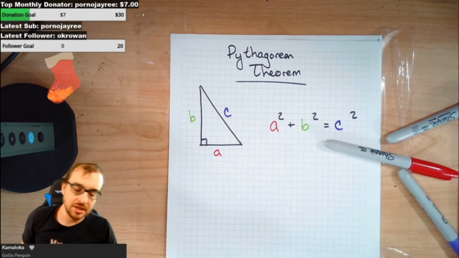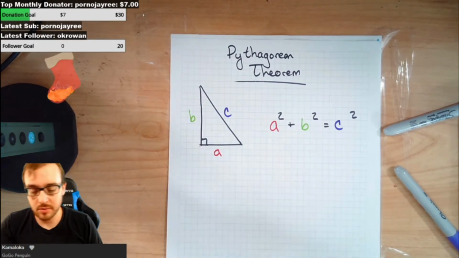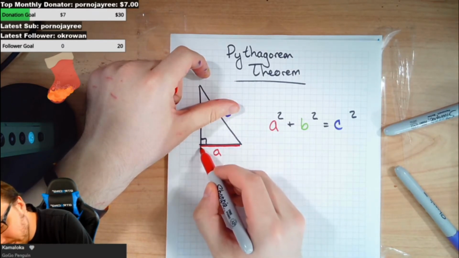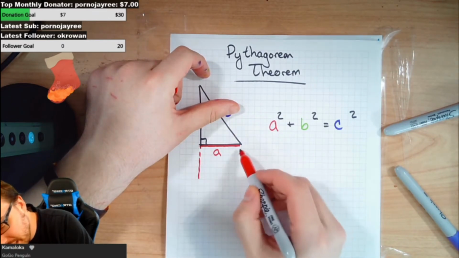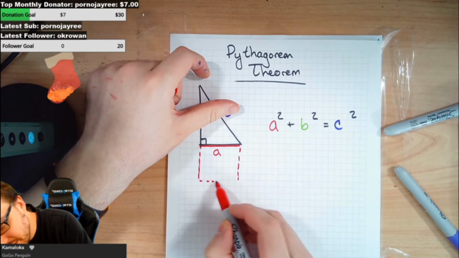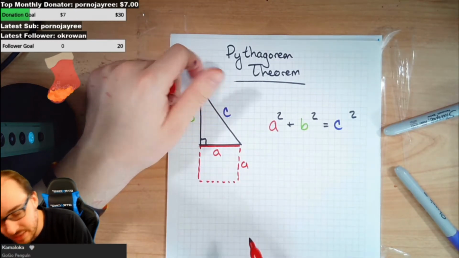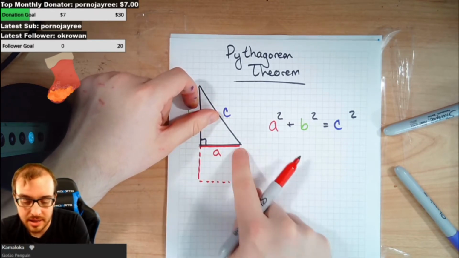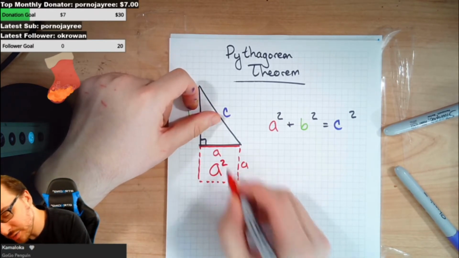So what does this mean? First of all, when we say squared, we literally mean squared. What we mean is taking this side right here and making a square out of it. So if this is length A, all these sides are going to have to be length A to be a square, right? And so the area of the square is base times height, which is A squared for the whole thing.